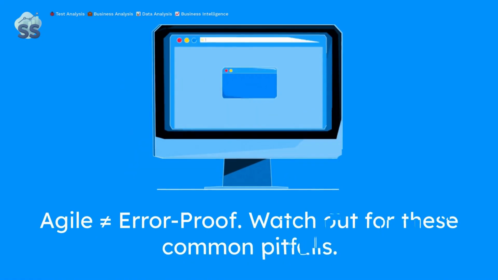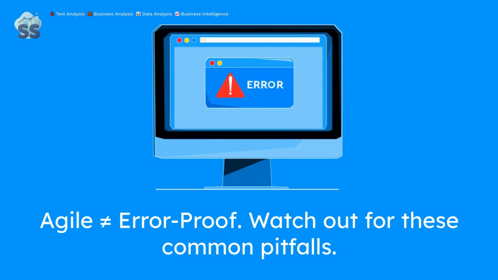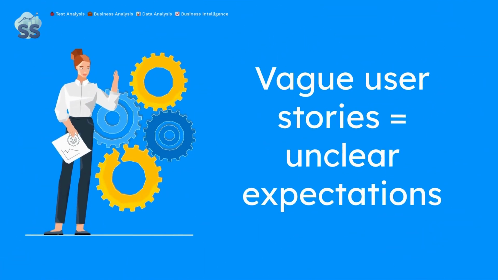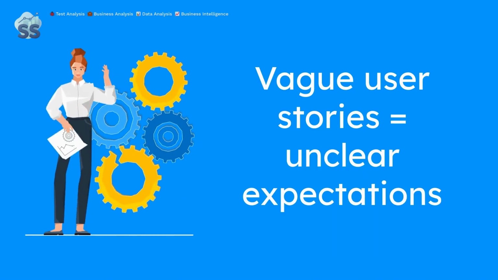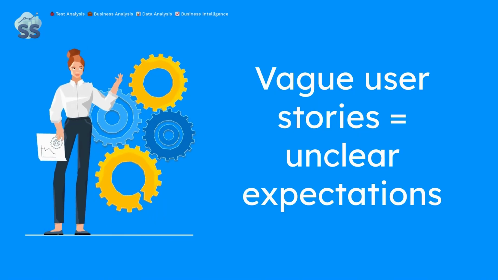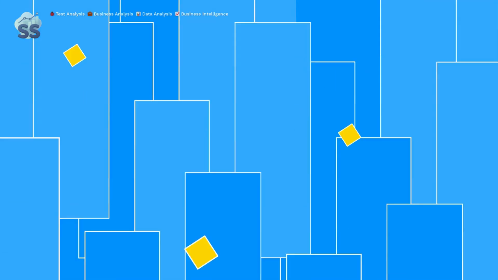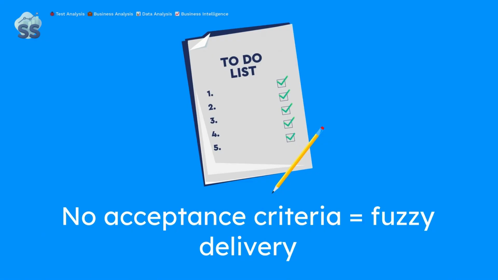Agile might feel flexible and forgiving, but bad requirements can derail everything. Let's break down common mistakes in Agile requirements, and how to sidestep them. Mistake number 1. Vague user stories. What kind of user? What kind of dashboard? Expect confusion, delays, and rework if the team has to guess. Next, skipping the acceptance criteria. Agile loves speed, but without clear definitions for success, you'll waste time reworking. Define done before development starts.